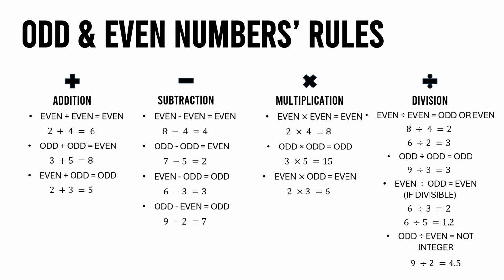The overall rule is that if in a number the digit of the units ends with 0, 2, 4, 6, or 8, the number is even. Otherwise, if the digit of the units ends with 1, 3, 5, 7, or 9, the number is odd.